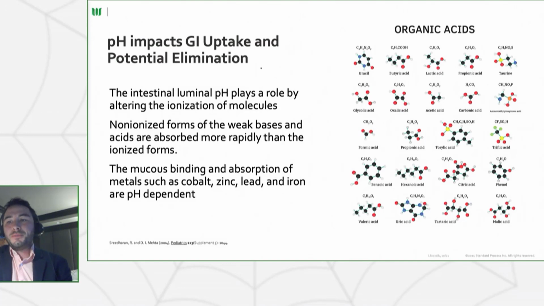pH in the upper GI is driven by hydrochloric acid production, so maintaining proper pH is important there. And then pH in the lower GI is oftentimes maintained by the organic acids produced by the microbes that call that region home. This pH change is important because non-ionized forms of weak bases and acids are more rapidly absorbed than the ionized forms. So it can affect the way that things are taken up in the body.